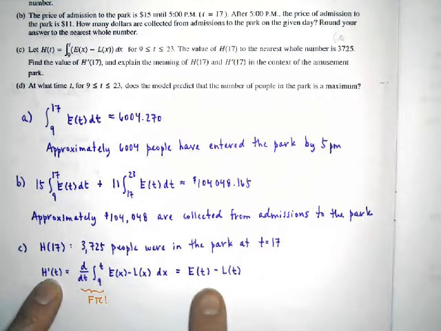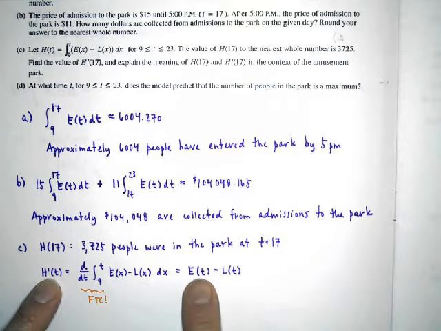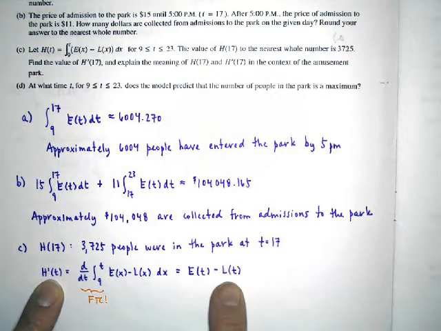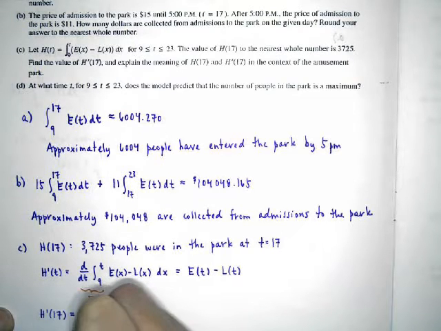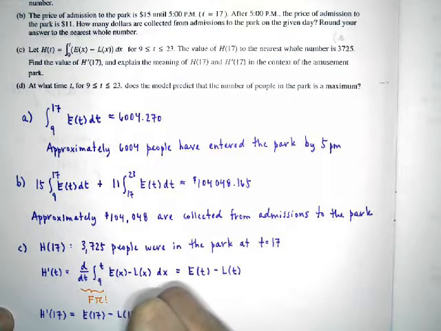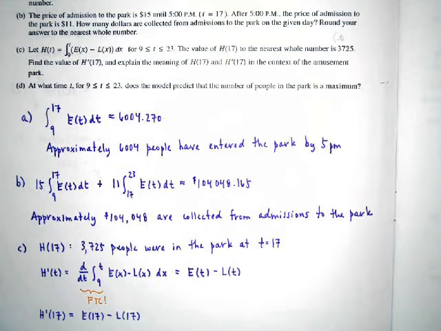So now, if I'm talking about h prime of t, it's just the difference between the rate that people are entering and the rate that people are leaving. So it's going to tell me how that rate of people entering the park is changing. So let's go ahead and calculate h prime of 17. We know that's just E of 17 minus L of 17.